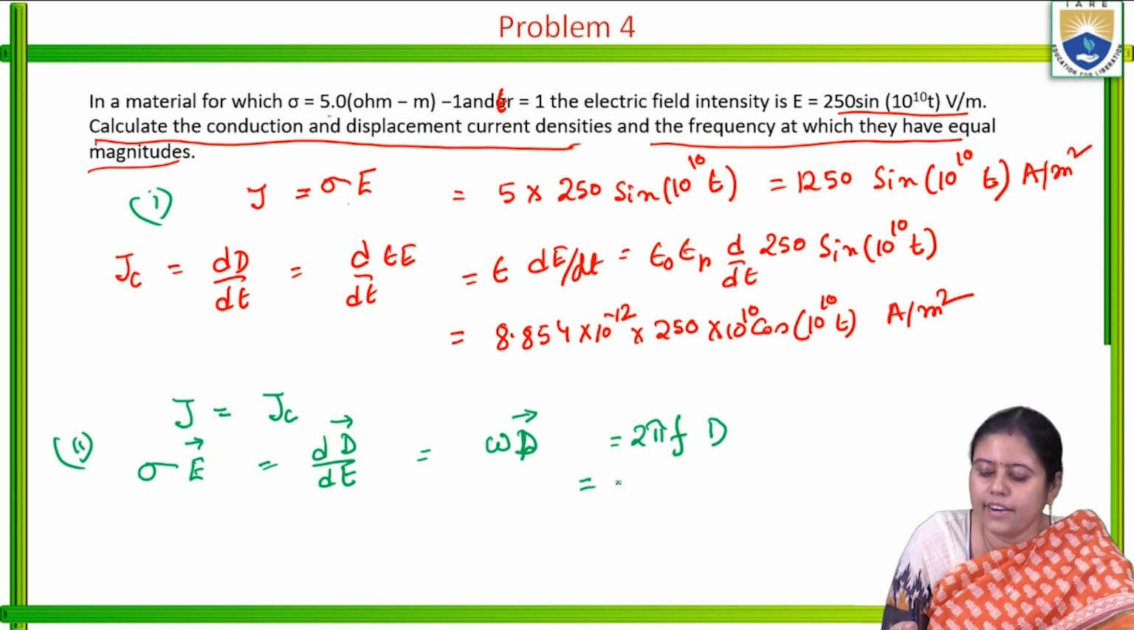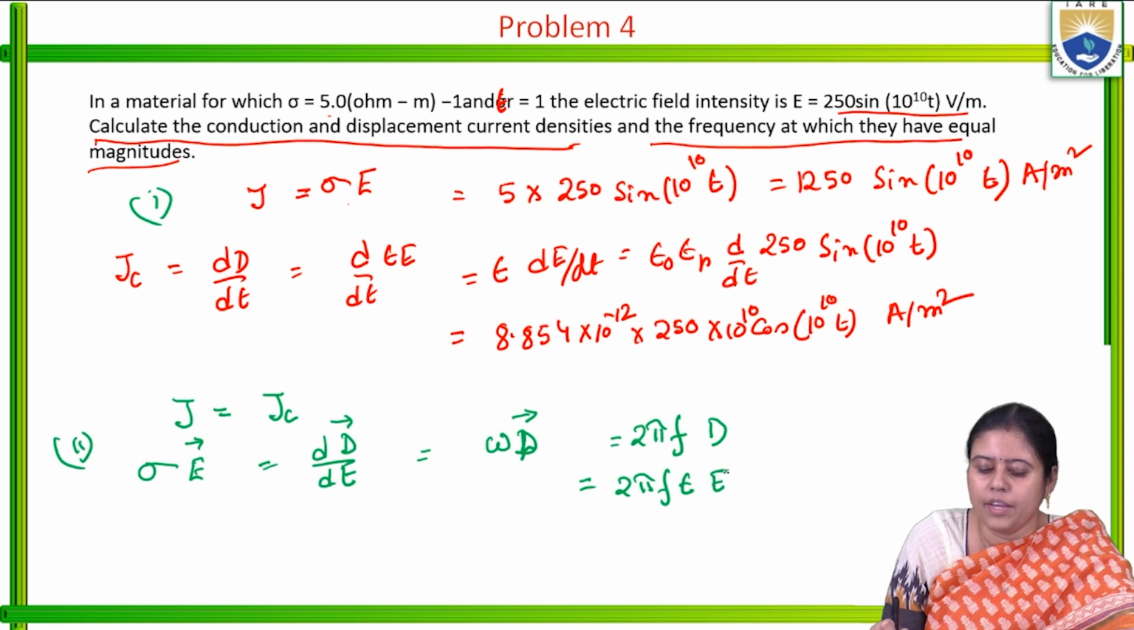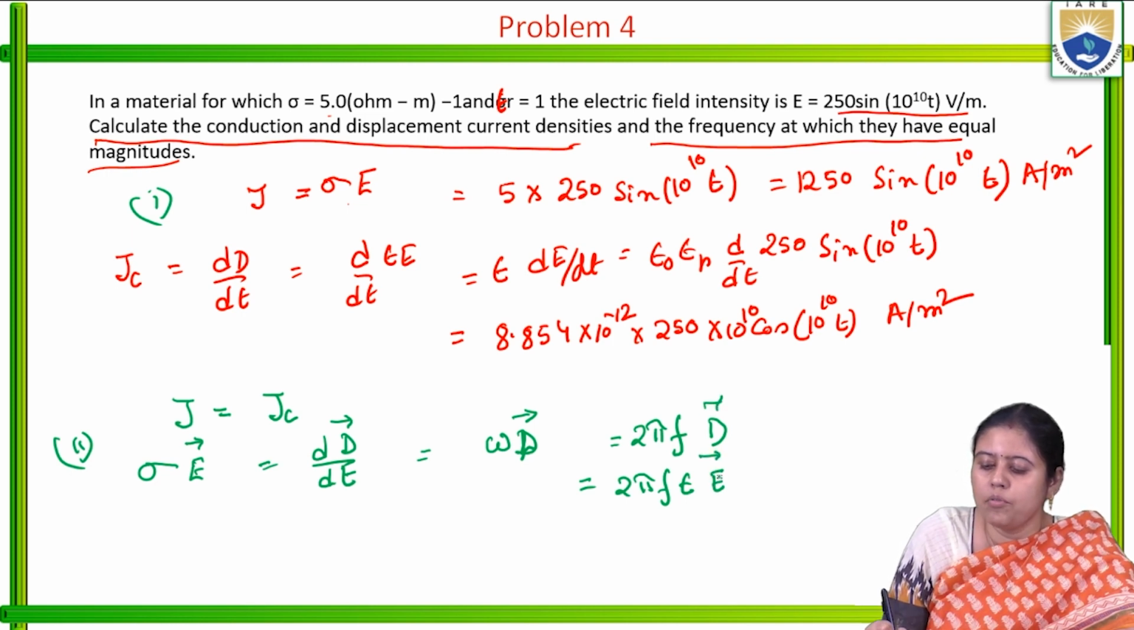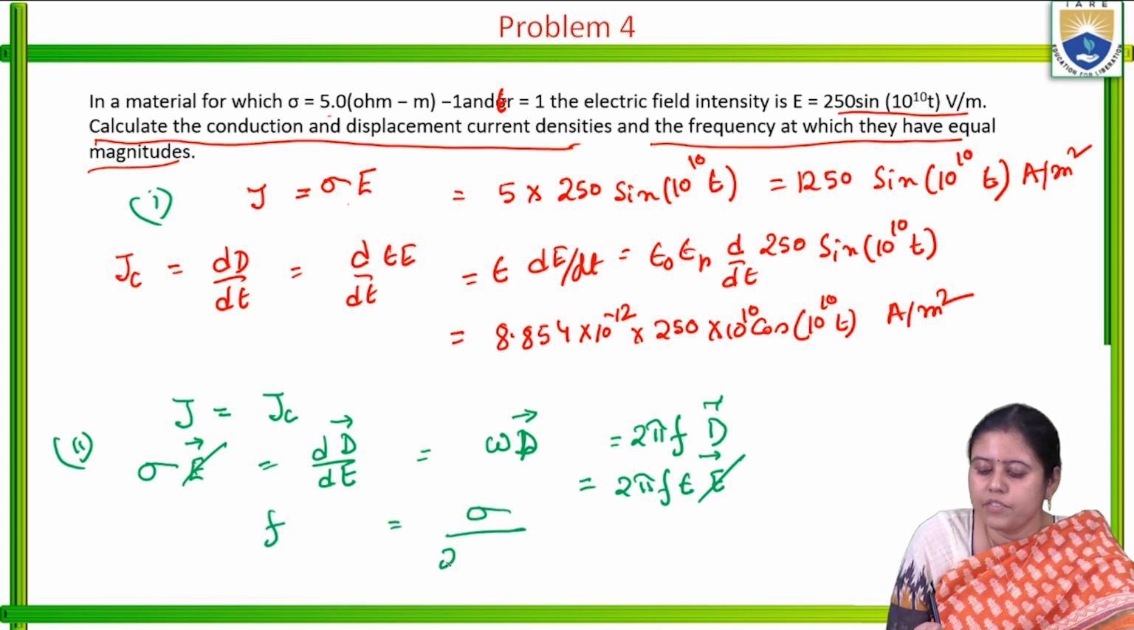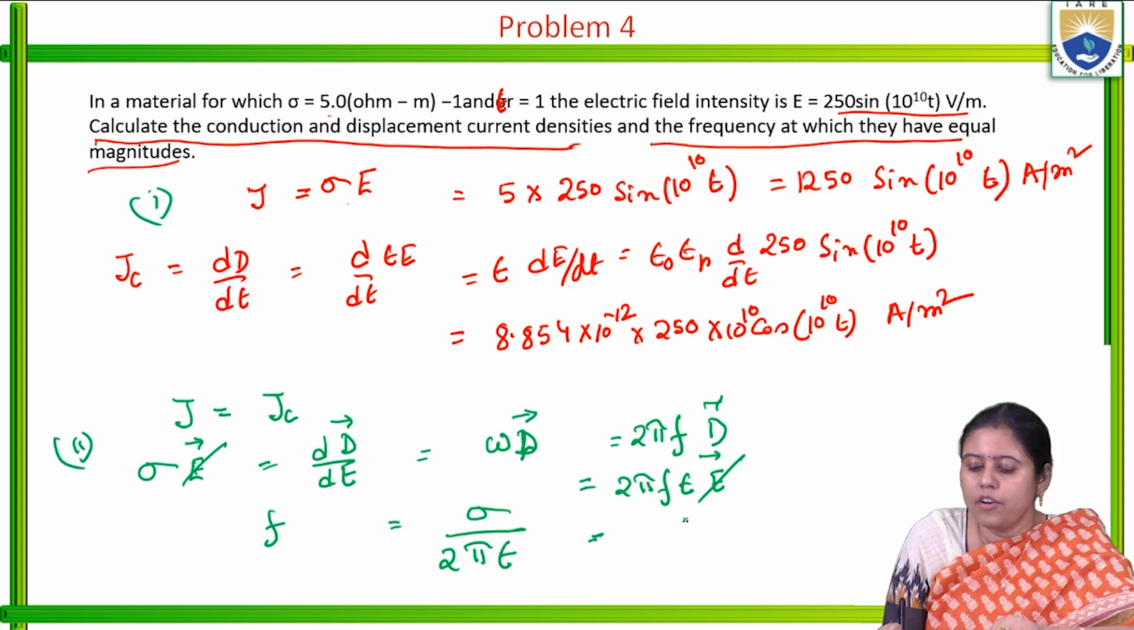So we can write here 2 pi f epsilon into E. So both sides E will cancel out, so we can write f. f is equal to sigma by 2 pi epsilon. What is the value of sigma?